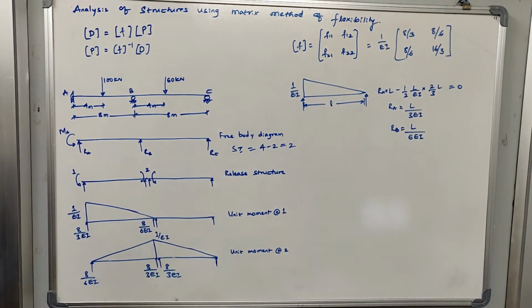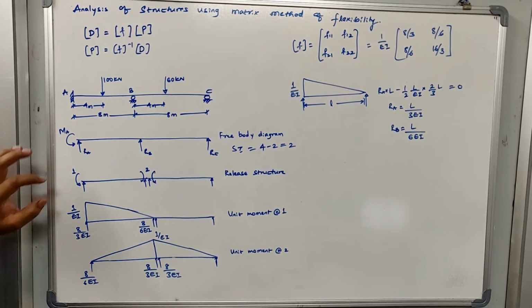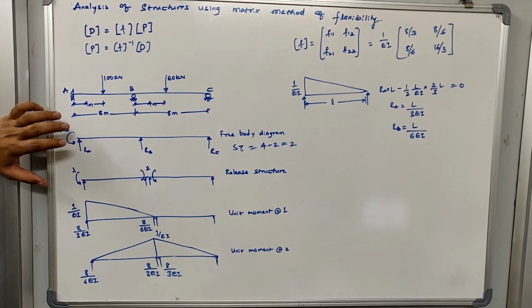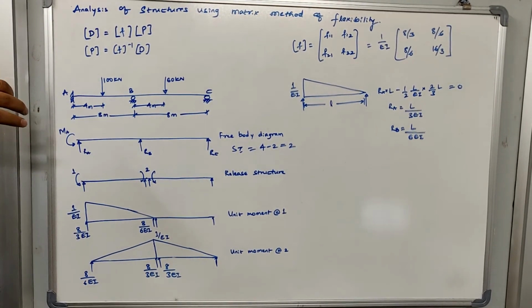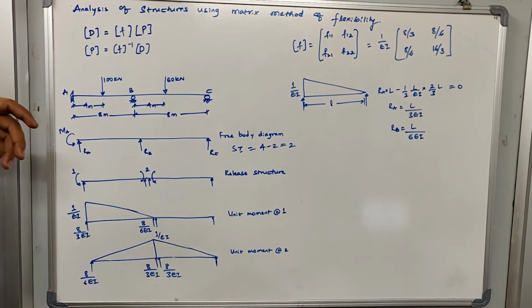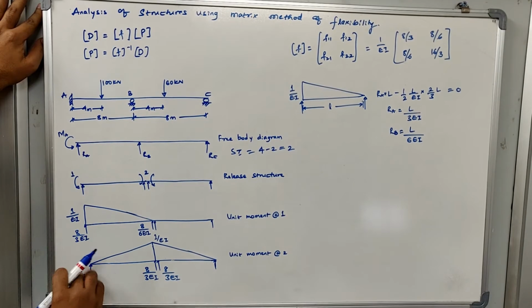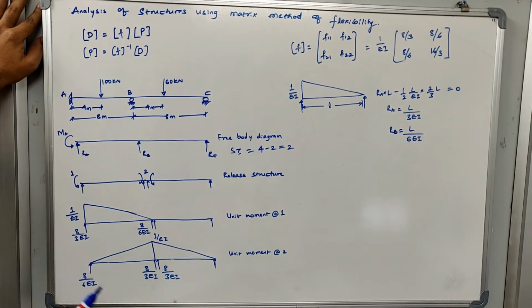Now in the case of your stiffness matrix, what you used to do at the first and second coordinate was apply the unit rotation. In this case, we will apply the unit moment. I hope you remember that for span AB or span BC, at the first coordinate and at the second coordinate, we used to apply the unit rotation. In this case, we'll apply the unit moment. At the first coordinate, let me apply the unit moment, and after that, at the second coordinate, we'll again apply the unit moment.